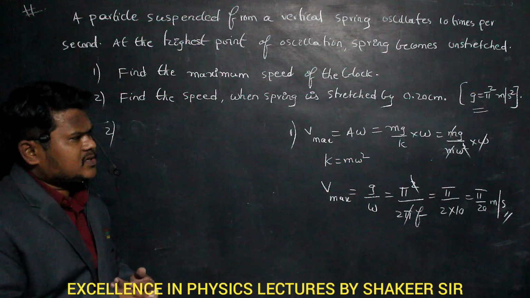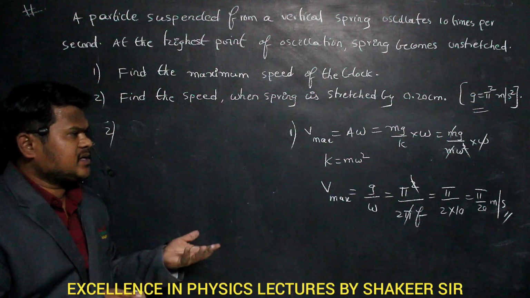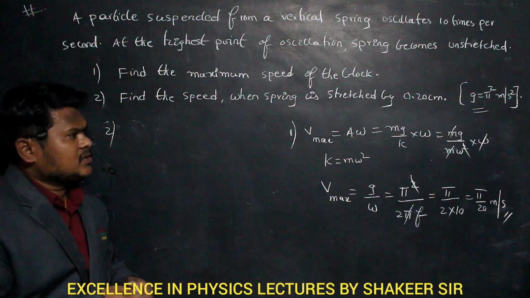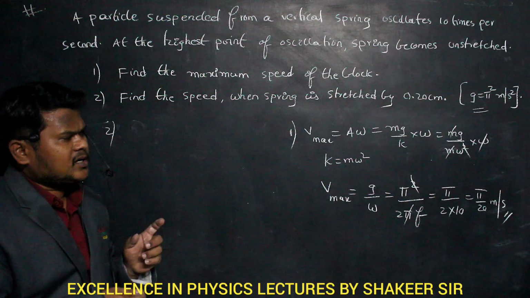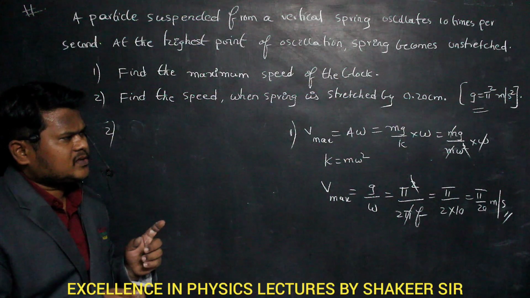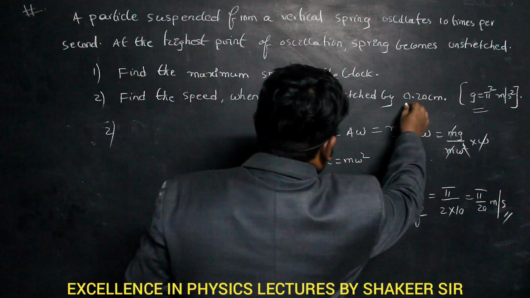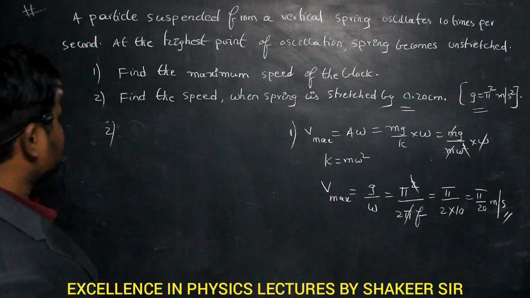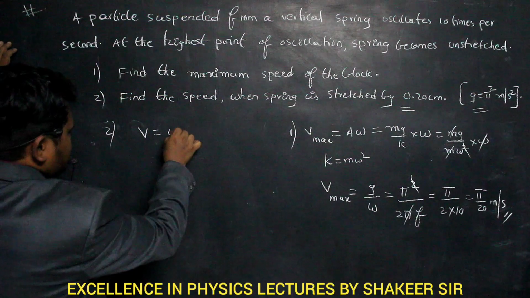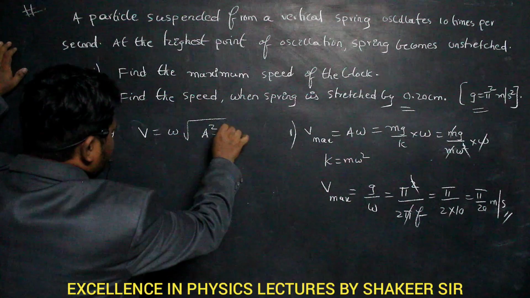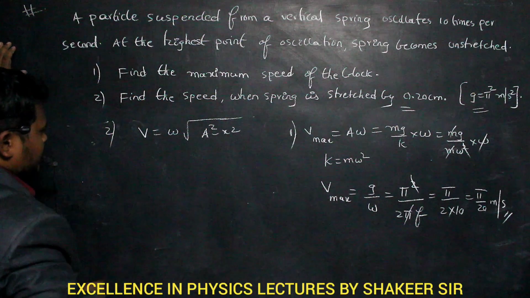Another relation is v equals omega into square root of a square minus x square. This is the velocity depending on displacement. The displacement is already given as 0.2, so I will definitely use that equation for velocity: v equals omega into square root of a square minus x square.